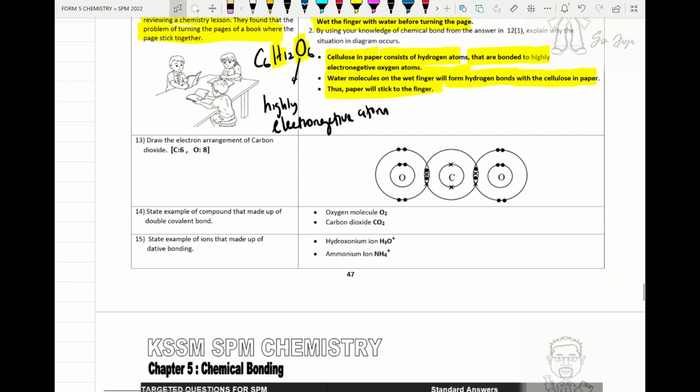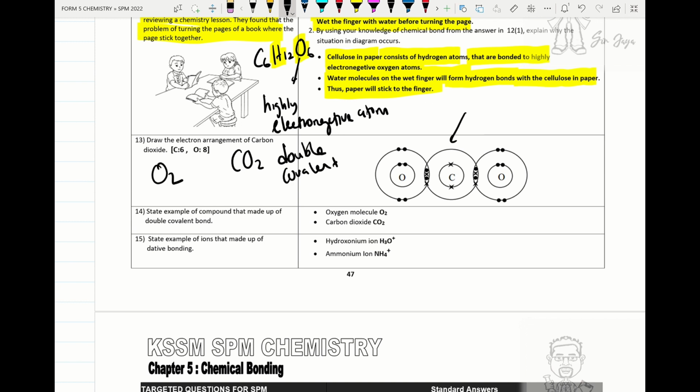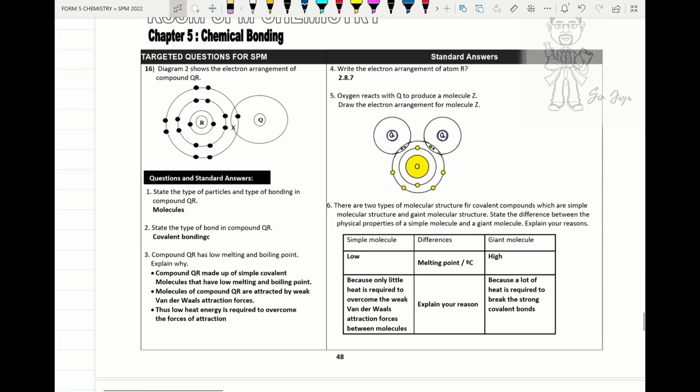All right, try to draw the electron arrangement of carbon dioxide. Please remember carbon dioxide is the example of double covalent bond, and also oxygen. I already discussed this, so please try to practice. And the dative bonding: please remember dative bonding is in hydroxonium ion and ammonium ion. Hydrogen bonding can be seen in ammonia molecule, water molecule, and hydrogen fluoride molecule. All right, so we move on to the next part.